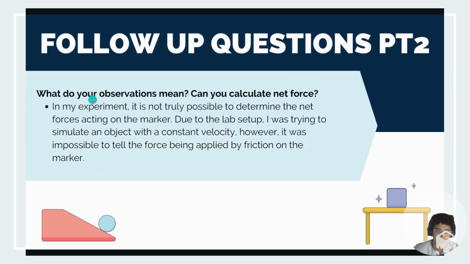And another question, what do your observations mean, and can you calculate net force? In my experiment, it's not truly possible to determine the net forces acting on the marker. Due to the lab setup, I was trying to simulate an object with constant velocity. However, it was impossible to tell the force being applied by friction on the marker.